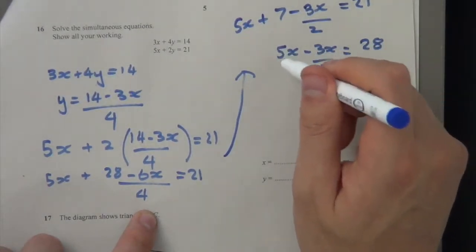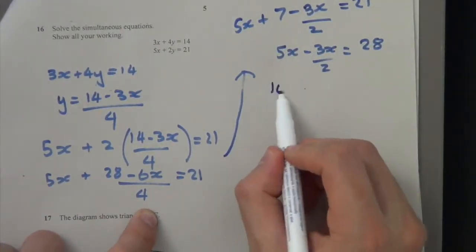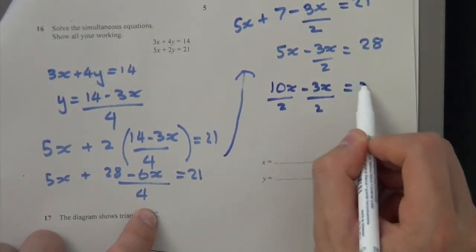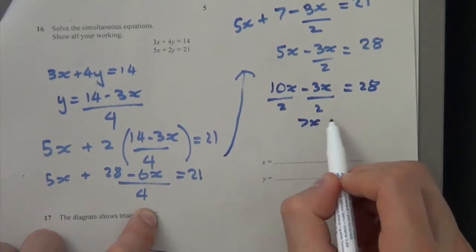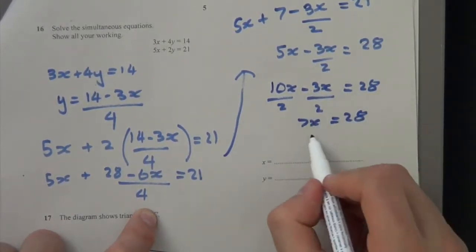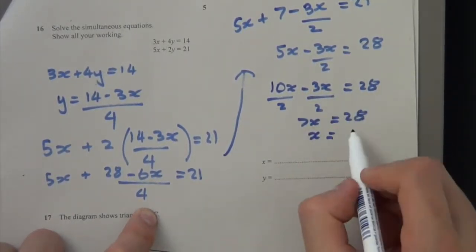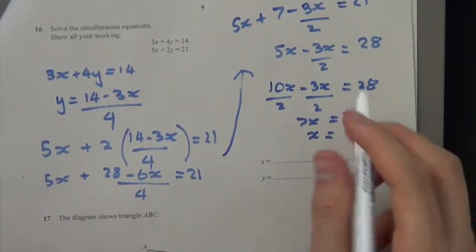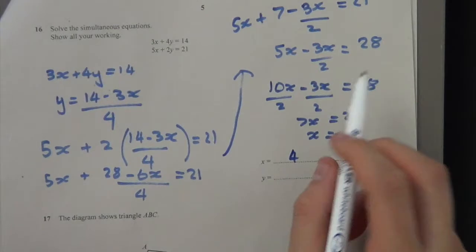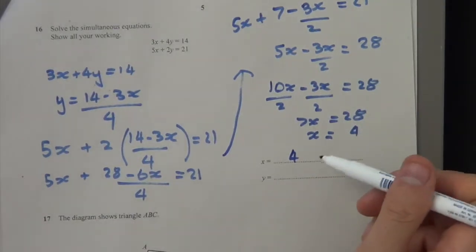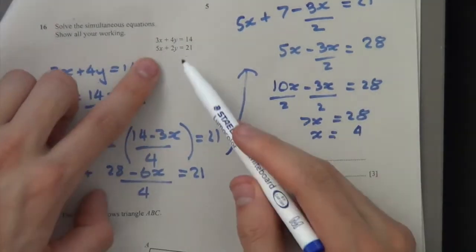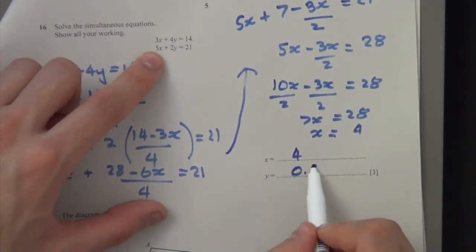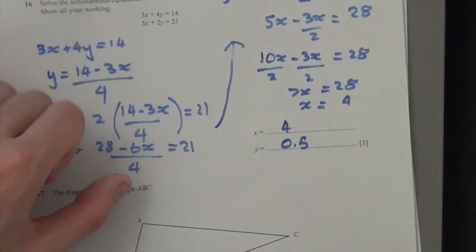Then I'm going to do 10x over 2 minus 3x over 2, which gives 28, so this is 7x equals 28, therefore x is going to equal 4. Okay, 28 over 7 is 4. So I have my x now as 4, then if I substitute 4 into any one of these equations, I would get the other value, and if you substituted that, you would get 0.5.